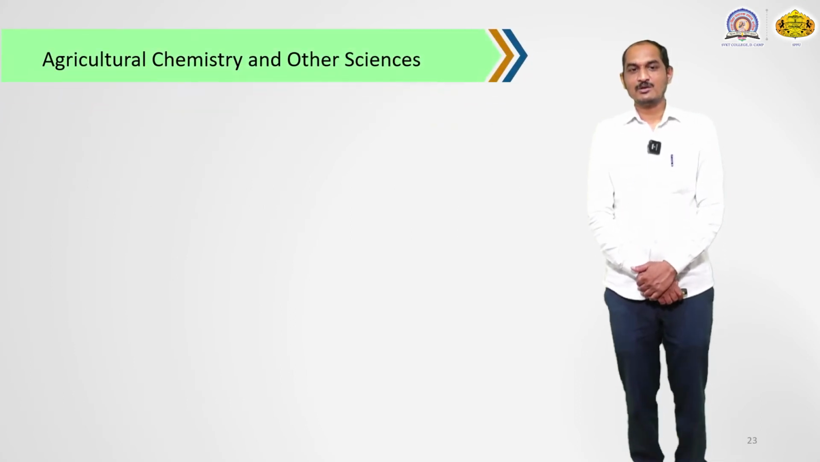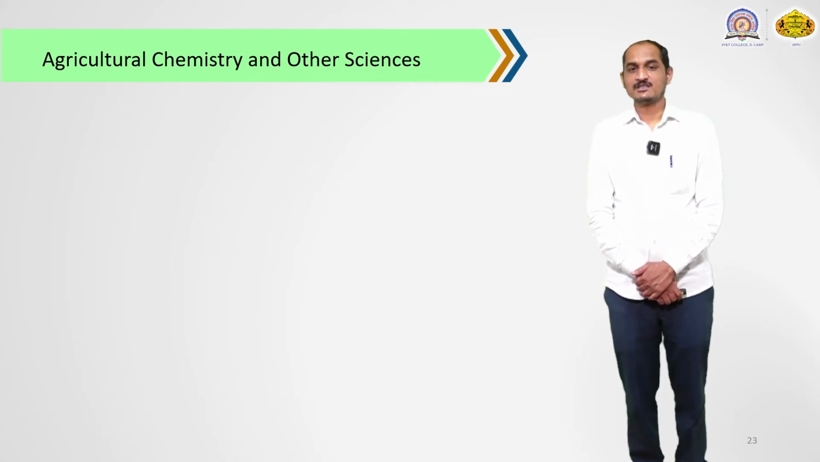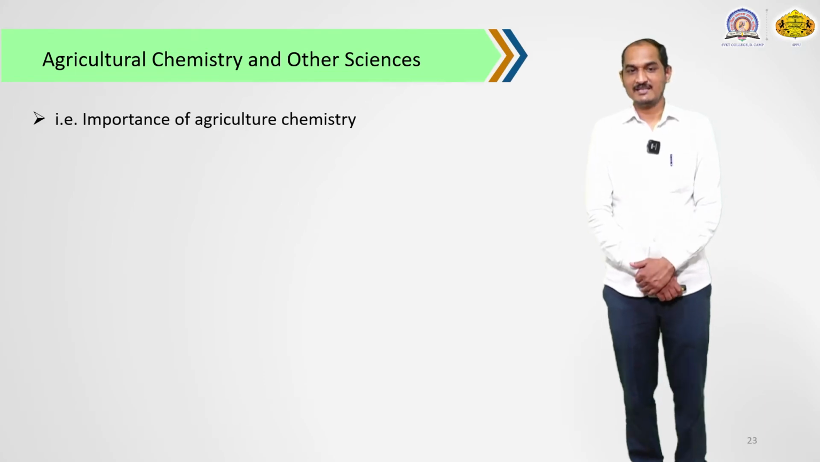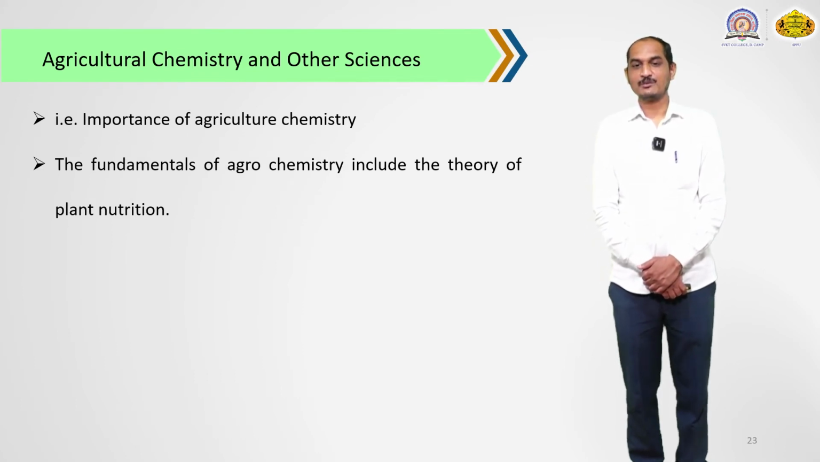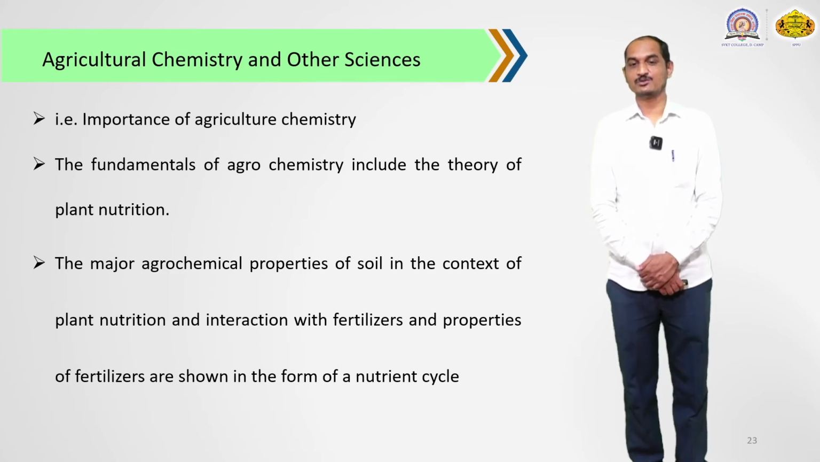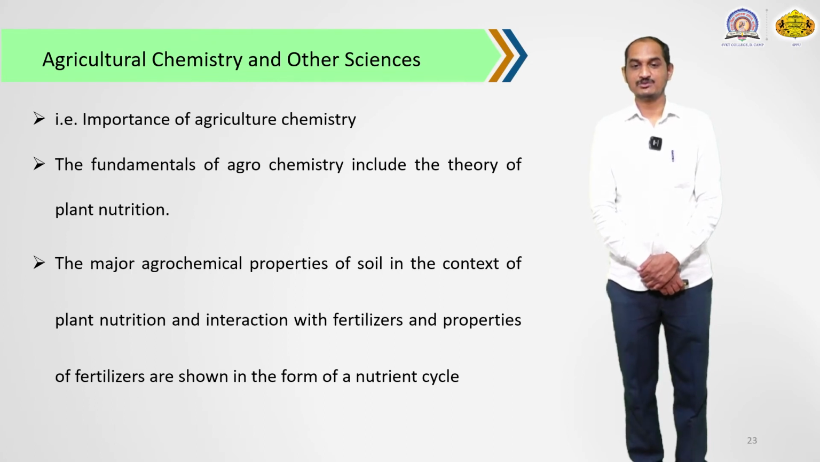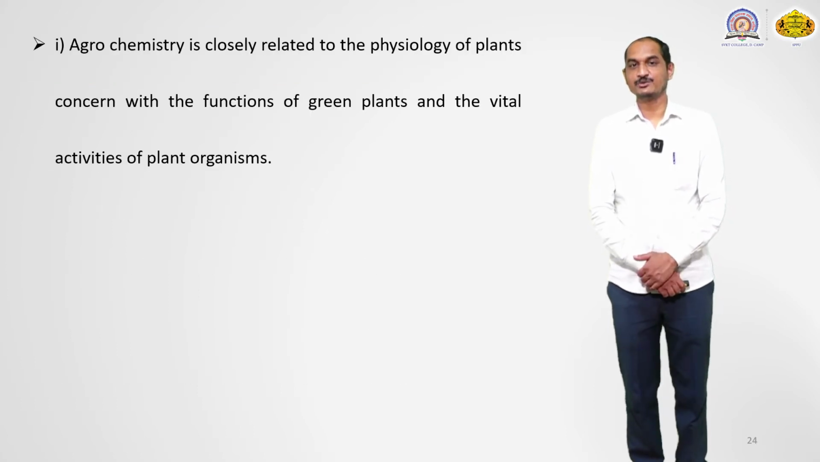So the next important part is about agricultural chemistry and the other sciences, because agricultural chemistry depends on different types of sciences, and that is the importance of agricultural chemistry. The fundamentals of agrochemistry include the theory of plant nutrients and the major agrochemical properties of the soil, in the context of plant nutrients and the interaction with fertilizers. The properties of fertilizers are shown in the form of nutrient cycles. We know the nutrient cycle.